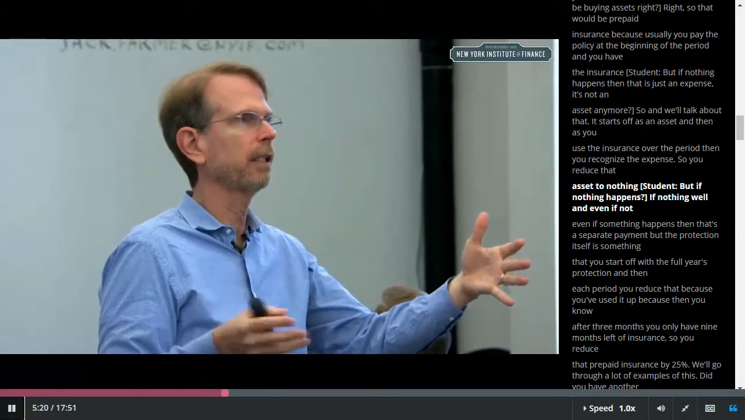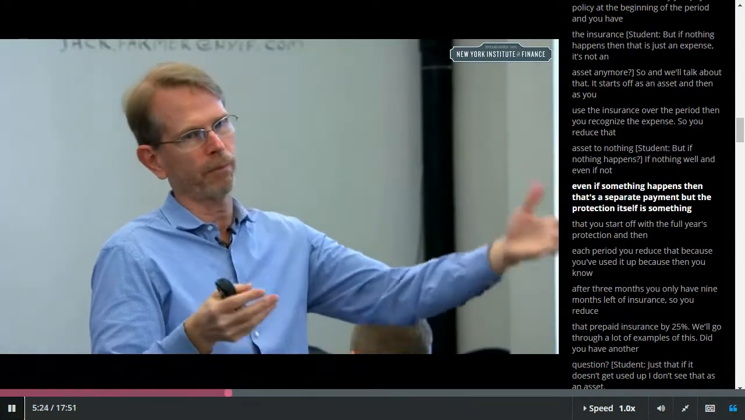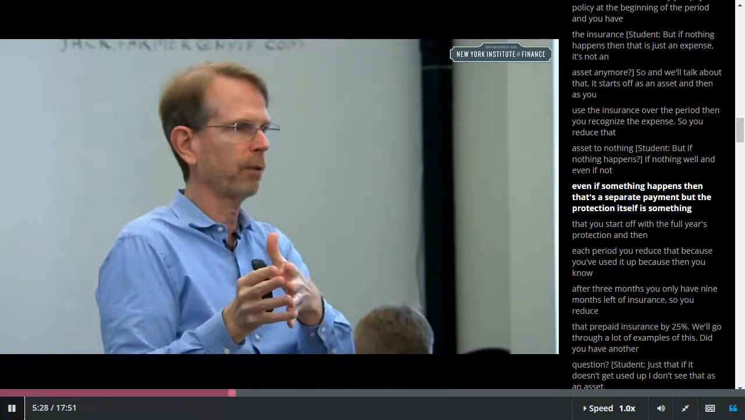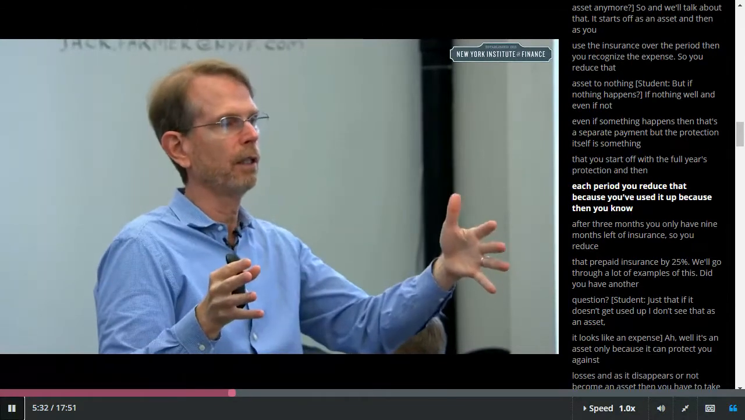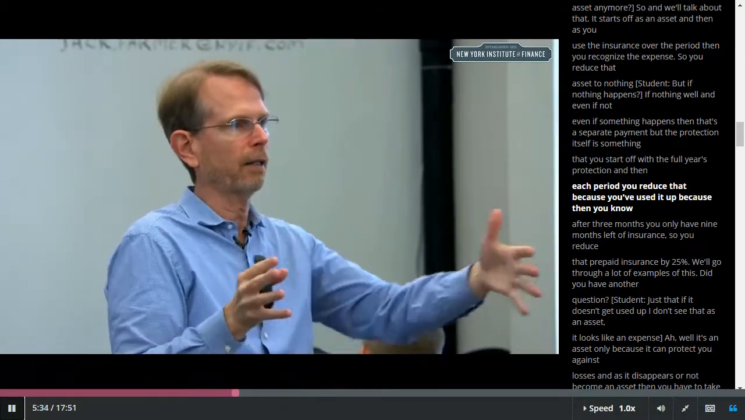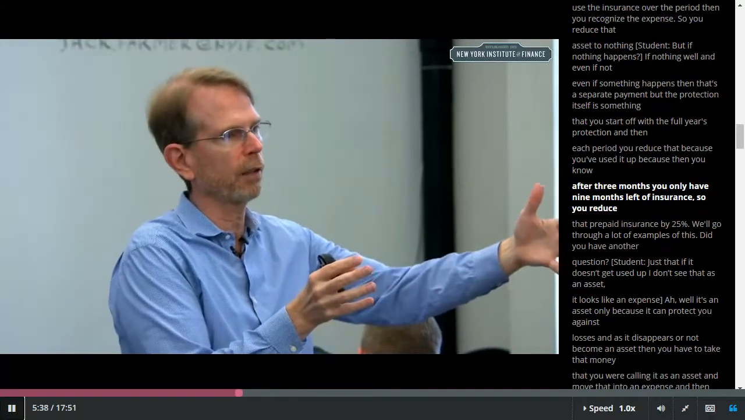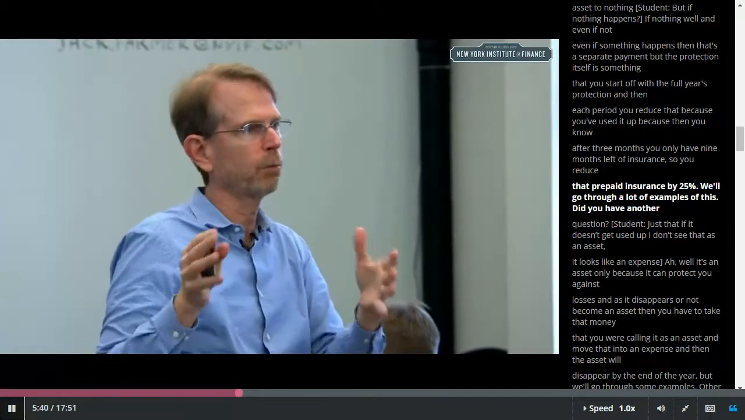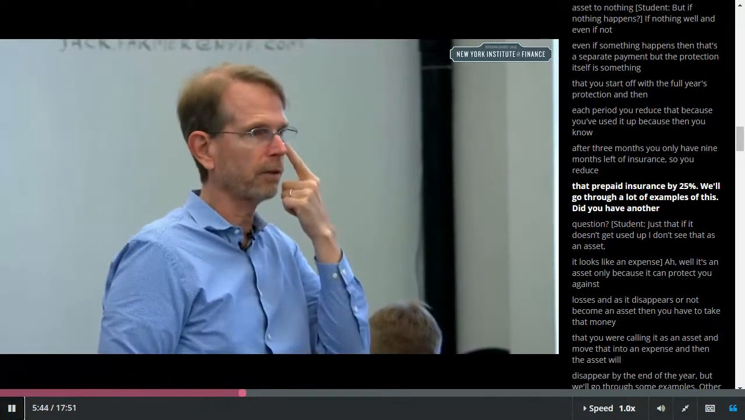Even if something happens, then that's a separate payment. But the protection itself is something that you start off with a full year's protection, and then each period you reduce that because you've used it up. Then, after 3 months, you only have 9 months left of insurance, so you reduce that prepaid insurance by 25%. We'll go through a lot of examples of this.